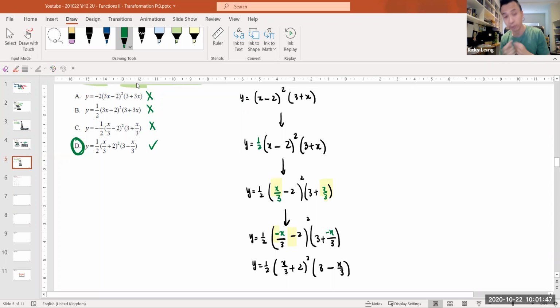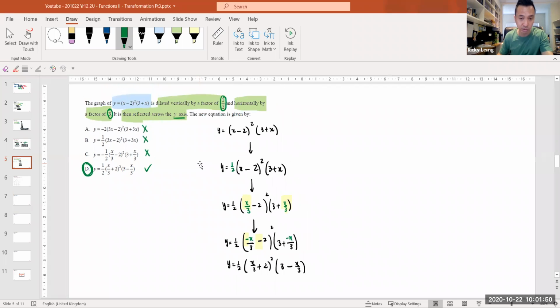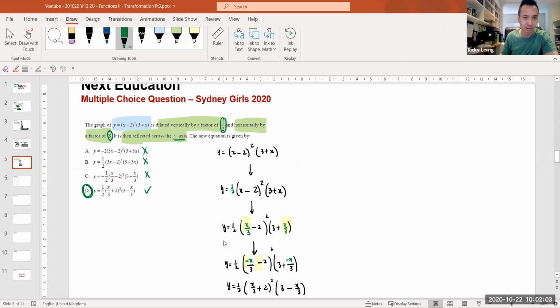How's that? So the order in this one is given to you, but then it becomes just an algebra question. Not too bad, hopefully. But once again, it's a new language of transformation that might be a bit difficult for people. So that's the Sydney Girls question.